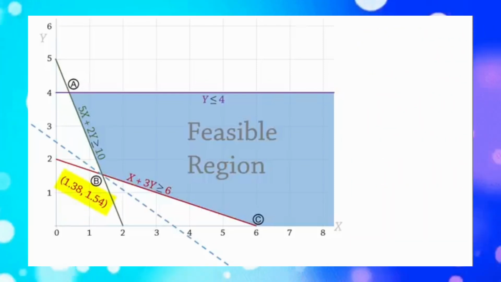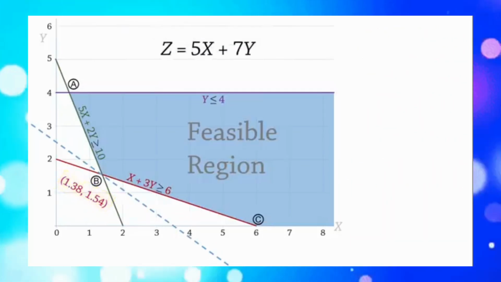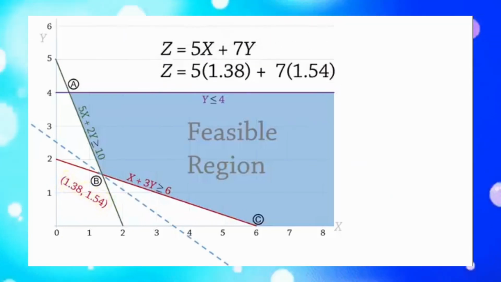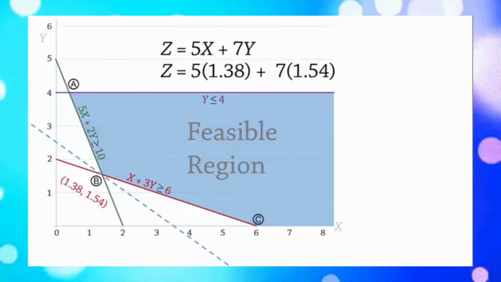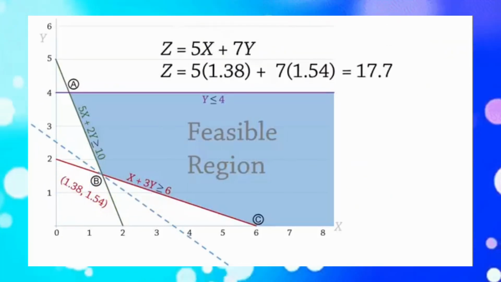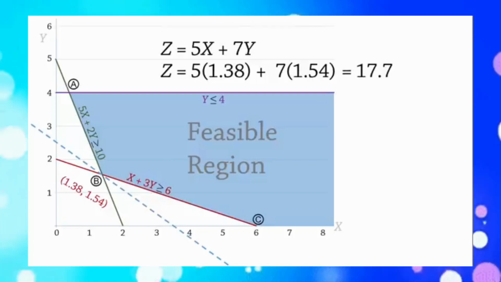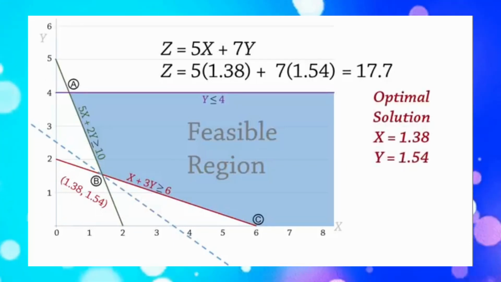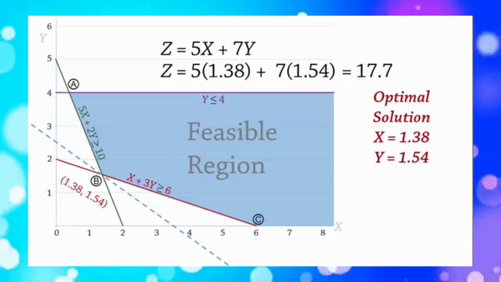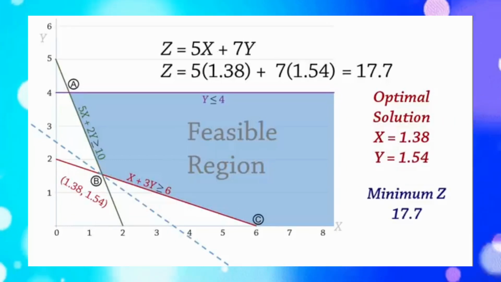Let's now plug the points into the objective function. We have 5 times 1.38 plus 7 times 1.54, which gives 17.7. So the optimal solution occurs at point B, and the corresponding minimum value of the objective function is 17.7.